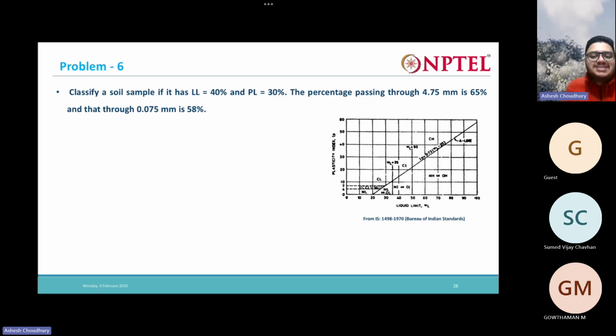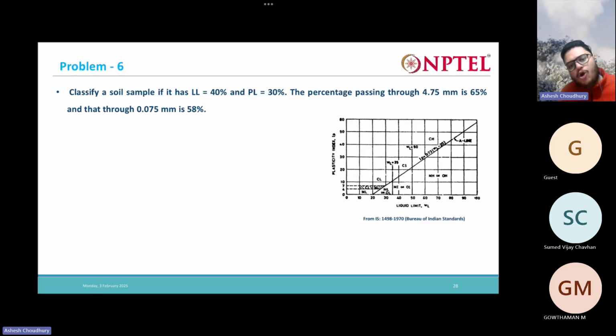See, the percentage passing through 4.75 mm is 65%. If you read just this line, you might think it might be sand. But next, that through 0.075 mm is 58%. That means what? More than 50% is passing through the 75 micron sieve, so more than 50% of the sizes are smaller than 75 microns. That means majorly the soil is a fine grained soil. That means the prefix will be either C or M, it will be either C or M.